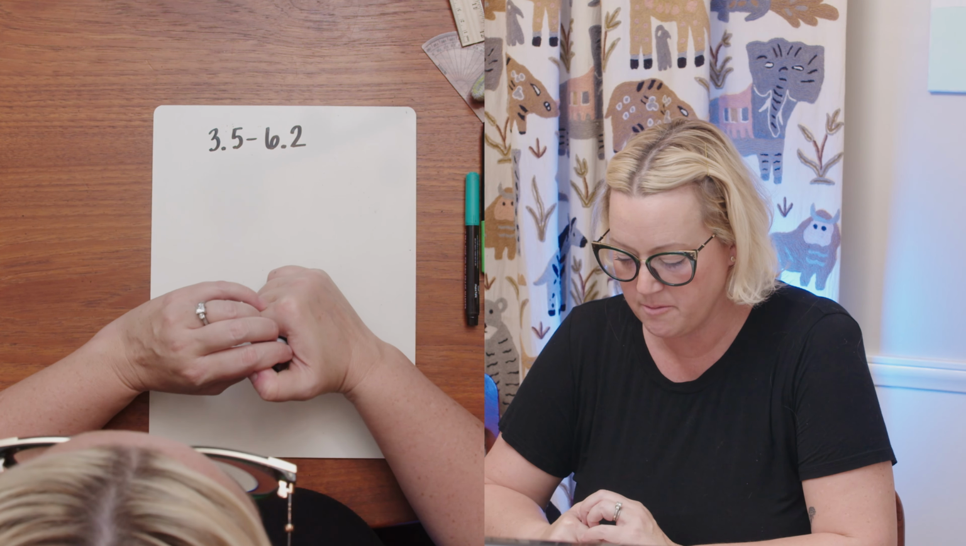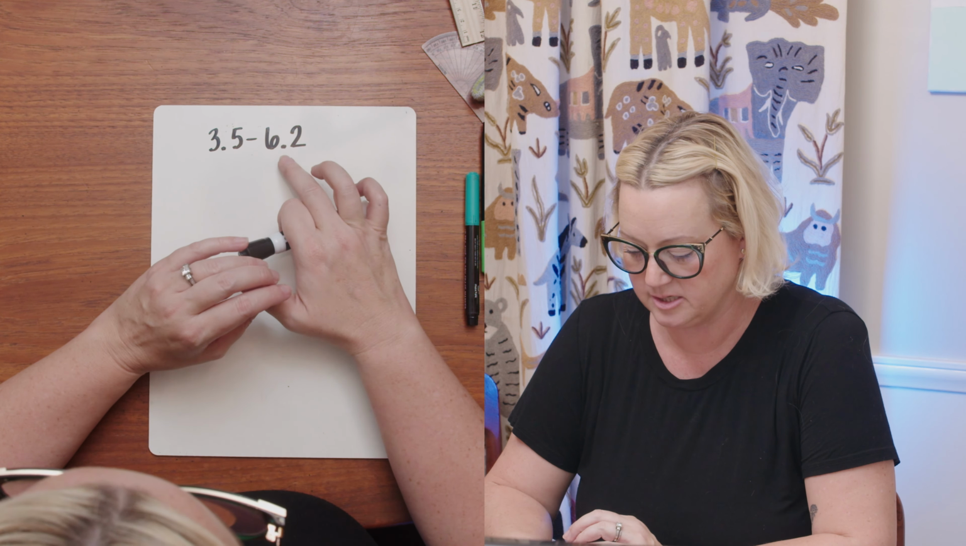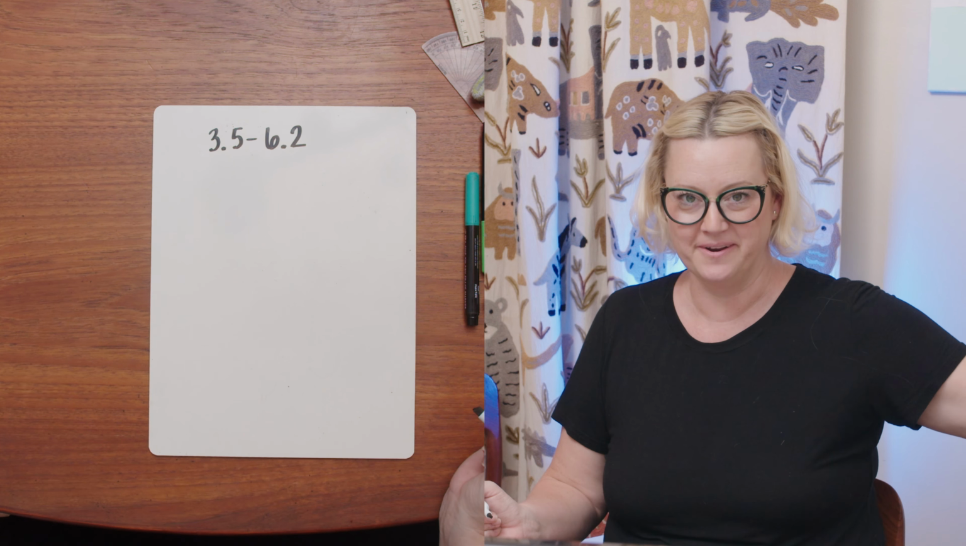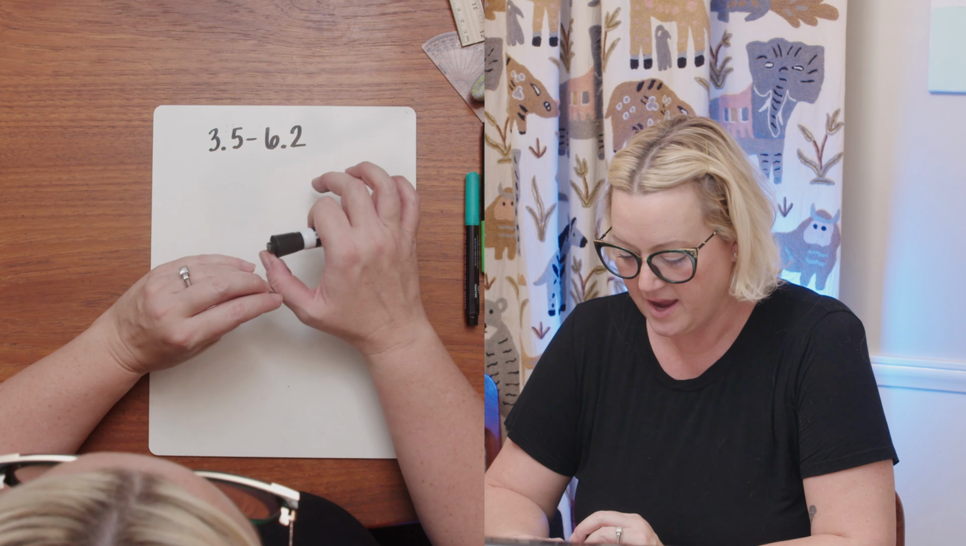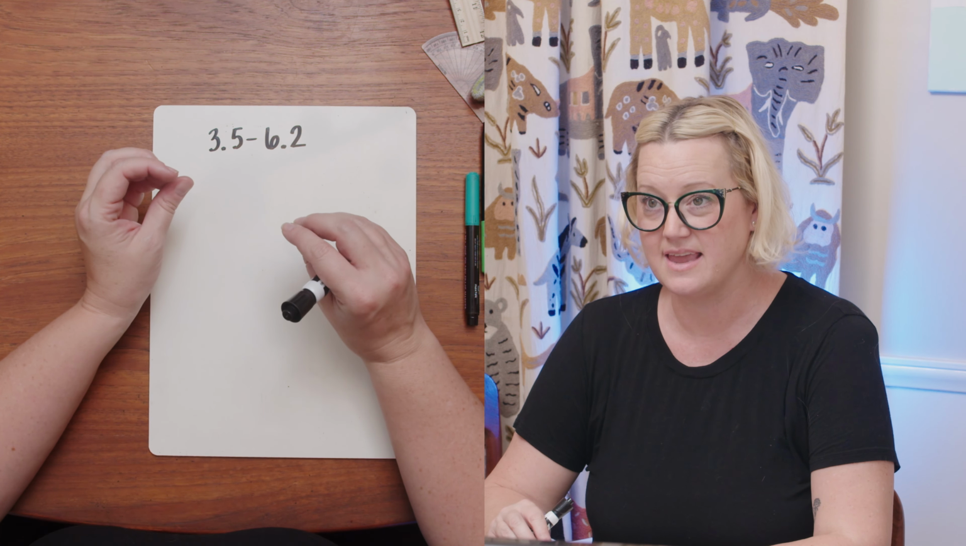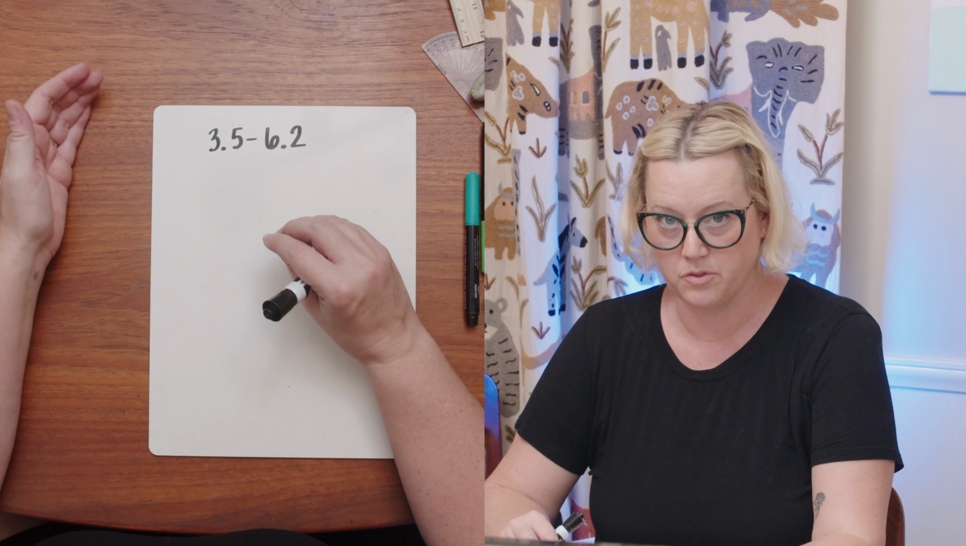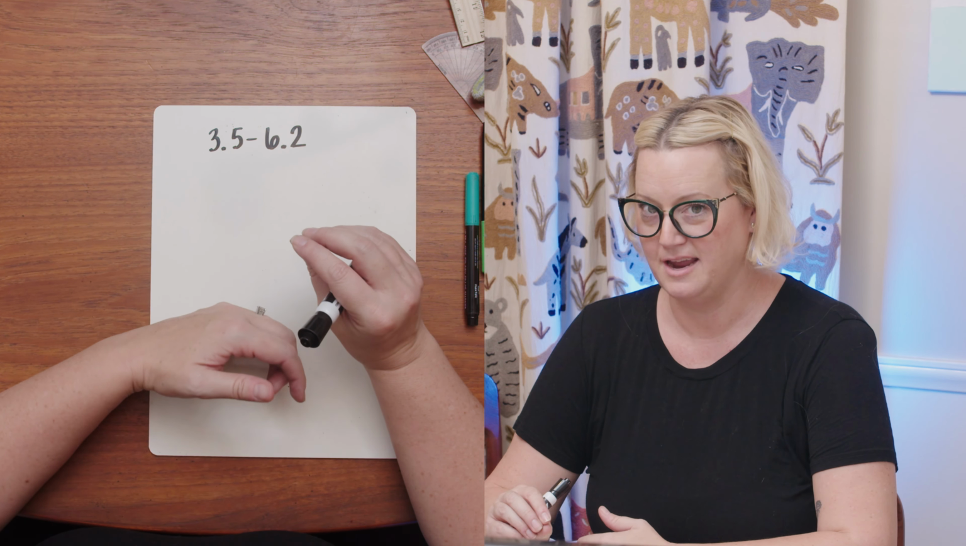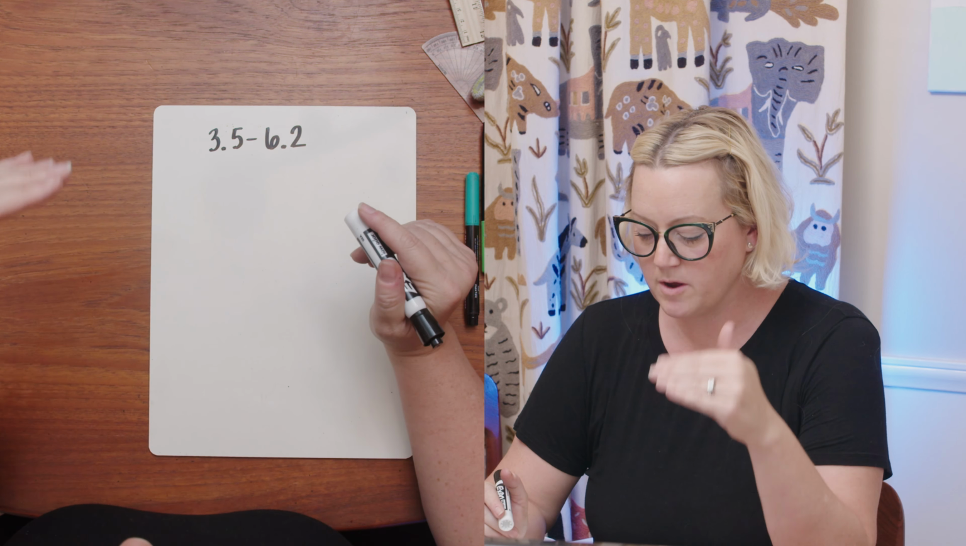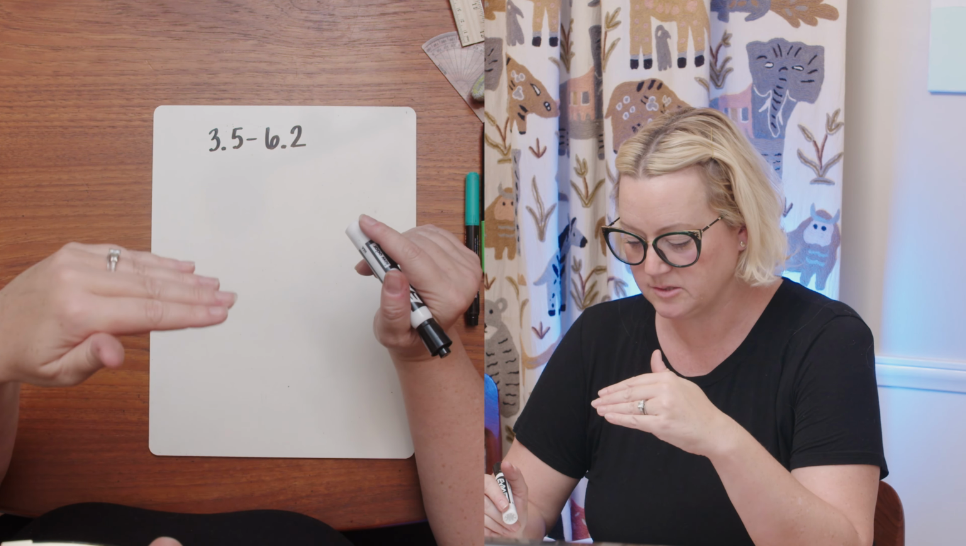So you've got 3.5 minus 6.2. Don't shut down. Don't panic. There's no panic, right? I get that the decimals are a little bit kind of throwing you off. Like, yeah, 3 minus 6 is negative 3. Gotcha. So 3.5 minus 6.2.